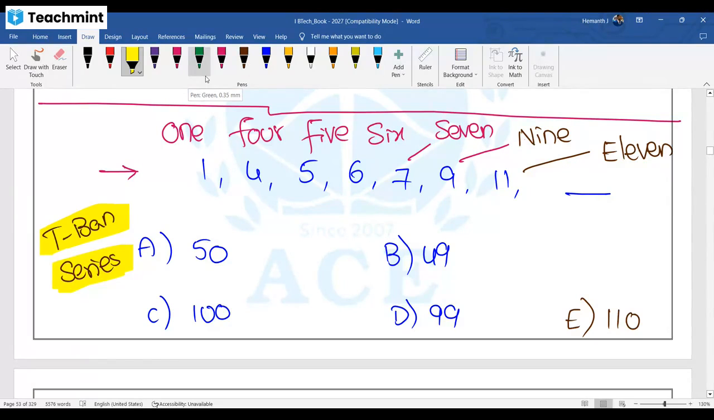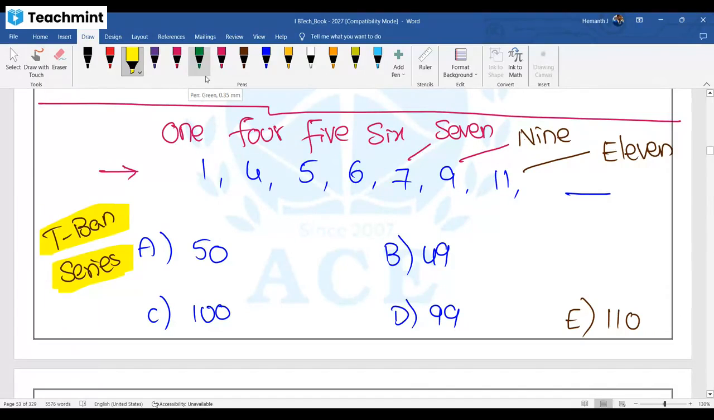After 7, what is the number? 8. Removed, right? T is there in 8. When you write it in words, T is there. Removed. 9, then what is the number missed? 10. 10 is having the letter T. T-band series without the letter T. 11 is not having T, my dear.